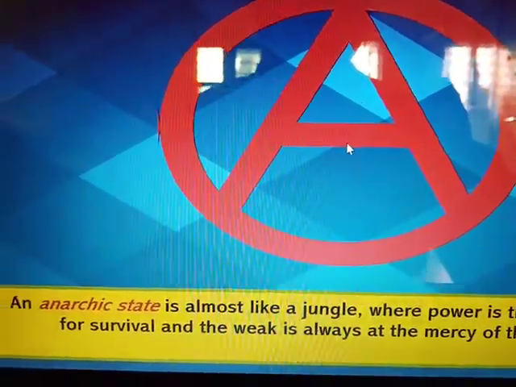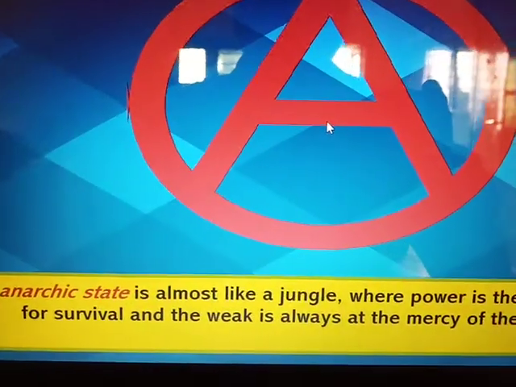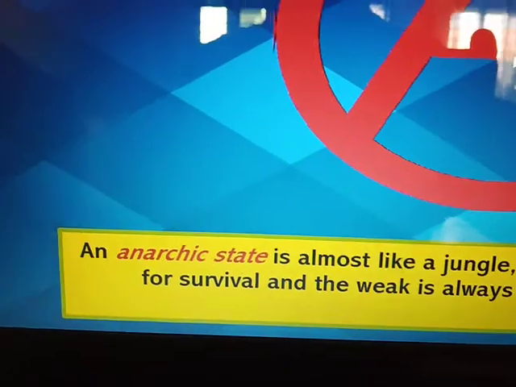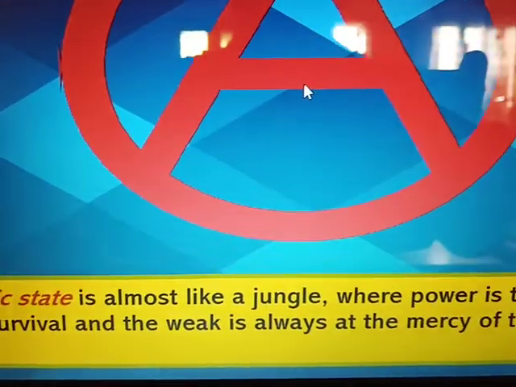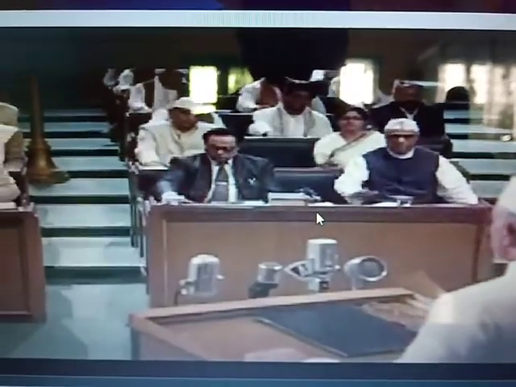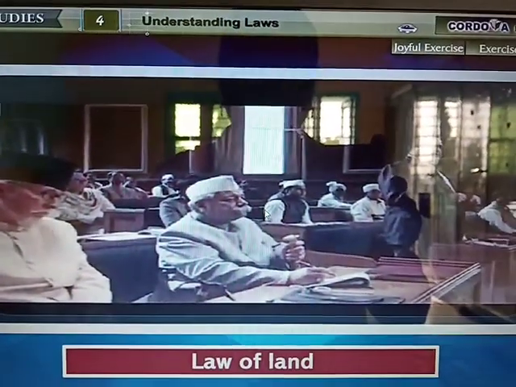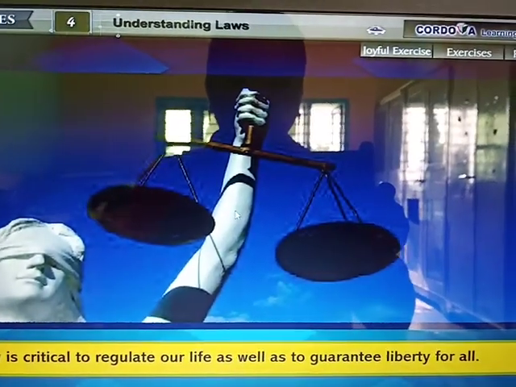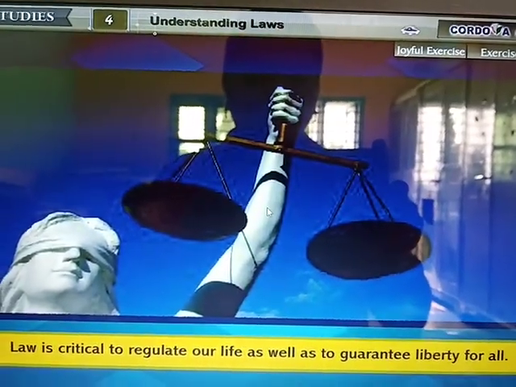An anarchic state is almost like a jungle, where power is the only criterion for survival and the weak is always at the mercy of the mighty. To check the arbitrary and autocratic conduct of the powerful few, the foresighted members of the society developed a set of rules and regulations for all, which is termed as law of the land in context of a country. Thus, law is critical to regulate our life as well as to guarantee liberty for all.